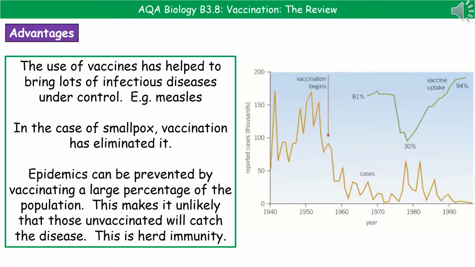A really good example of this is measles. If you look at the graph on the right there, you can see how many cases we used to have prior to the vaccination program. Then as that vaccination kicks in, look at them drop off. As the vaccination uptake gets up to 94% in 1990 on the graph, the number of cases is incredibly low. So we've very much reduced the spread of measles.